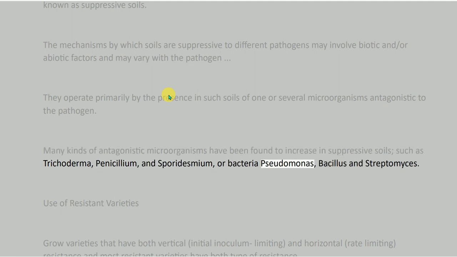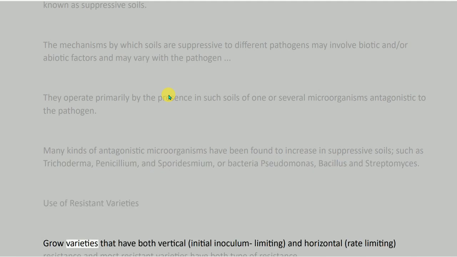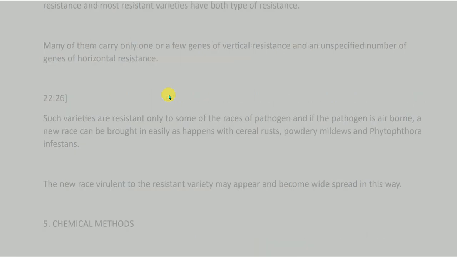Use of resistant varieties. Grow varieties that have both vertical, initial inoculum limiting, and horizontal, rate limiting, resistance, and most resistant varieties have both types of resistance. Many of them carry only one or a few genes of vertical resistance and an unspecified number of genes of horizontal resistance.